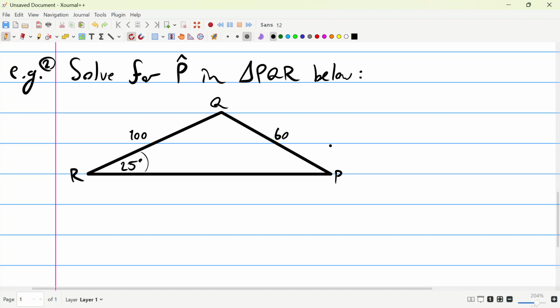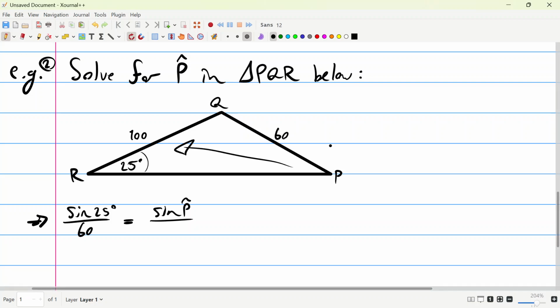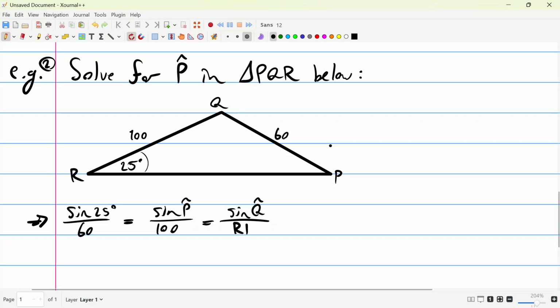Remember in the beginning when I said the uses for sine rule, okay? So let's just write this in the sine rule form, okay? So it'll be sine of 25 degrees, right? Let's start with R, divided by the opposite side, which is 60. This is equal to sine of angle P, and the side opposite angle P is just 100, okay? And this is equal to sine of angle Q. What is the opposite side? Well, we don't know. Let's just call it RP, because that's the side's name.